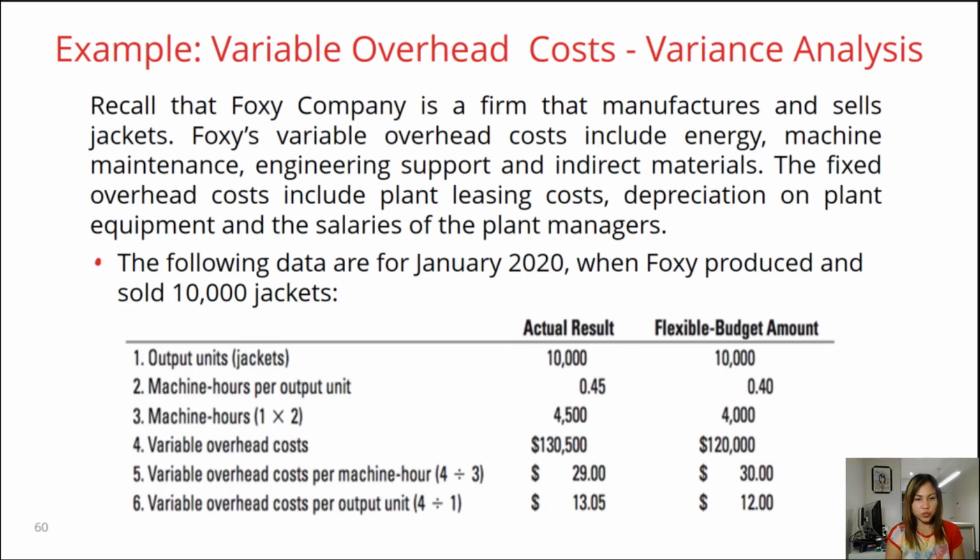Variable overhead costs: 130,500, that's the actual result. According to your budget, 120,000. Variable overhead cost per machine hour is $29 actual; according to your budget, $30. Variable overhead cost per output unit, you can get this number by dividing the figures in line 4 by the first one. Actual result is $13.05, for flexible budget it is $12.